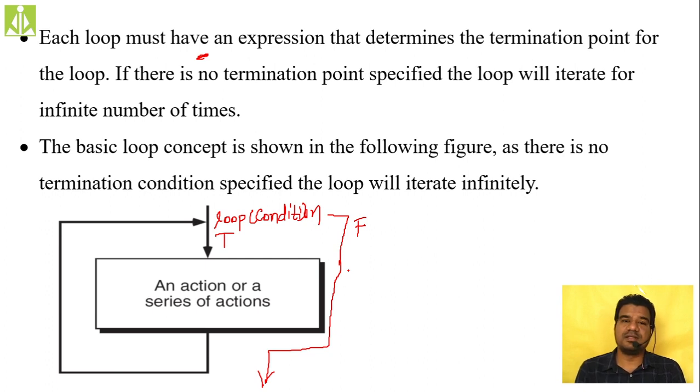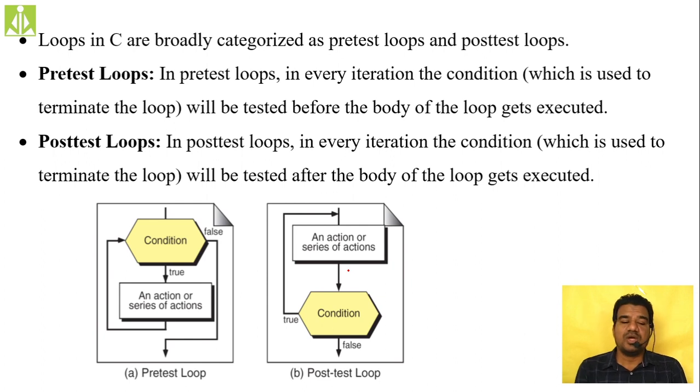As long as the condition is true, the loop will continue with the action statements inside the body. And once the loop condition becomes false, the loop exits. Hopefully you understood this. Loops in C language are broadly categorized into two types: pre-test loops and post-test loops.